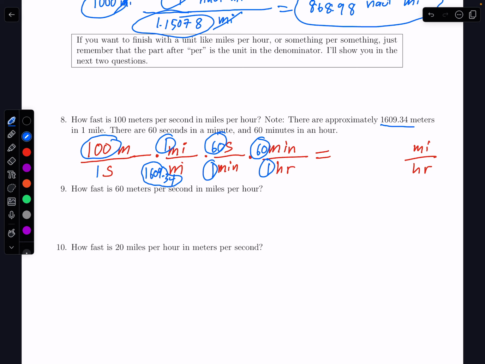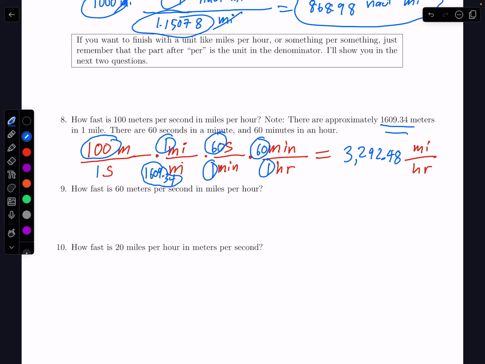That's 360,000. And then divide by 1,609.34. Divide by 1, divide by 1. That doesn't change it. It's 3,292.48.